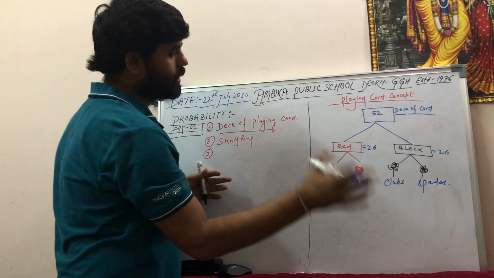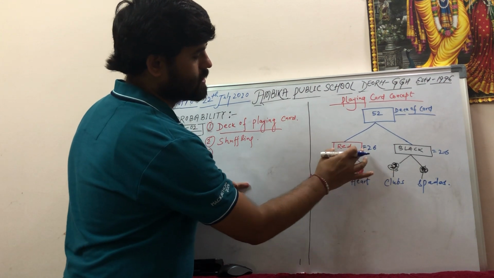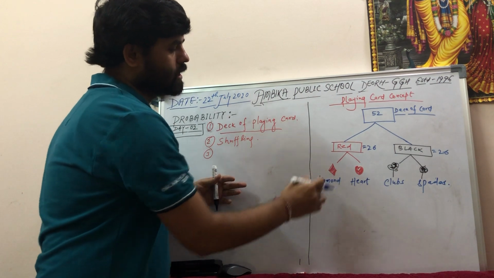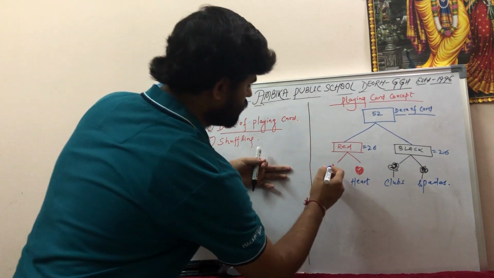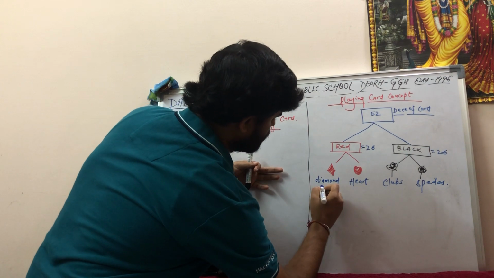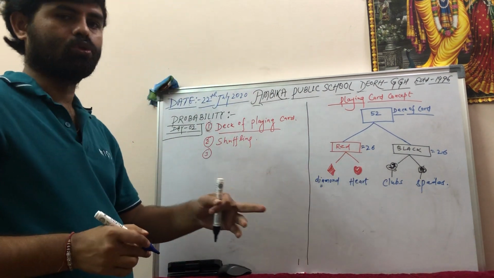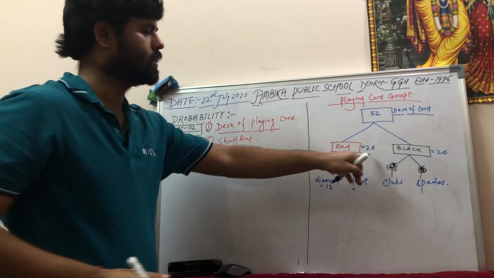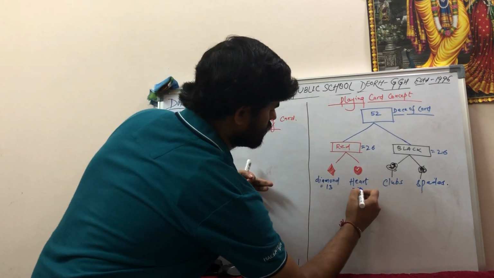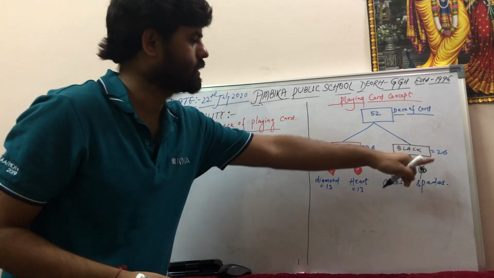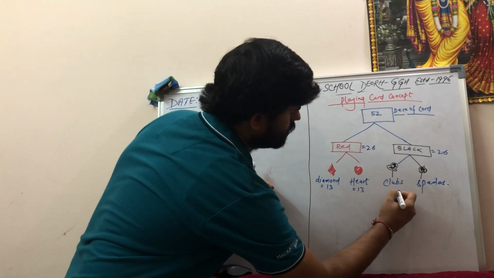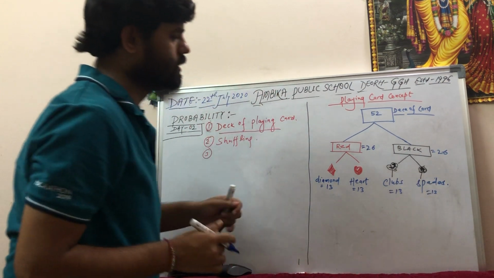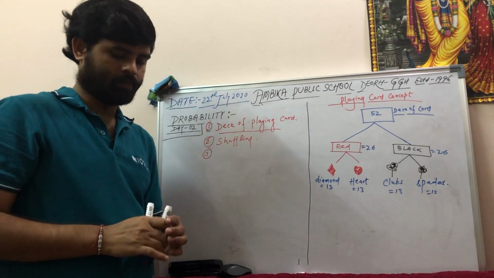Now, number wise, 26 is there in the red. Red is divided into two parts. So how much number will be there for diamond? For the diamond design, number will be 26 by 2, 13. For heart, how much number will be? 26 by 2, 13. Similarly, for black, clubs will be equal to 13 and spades equal to 13. Right? Everything is 13, 13, 13.